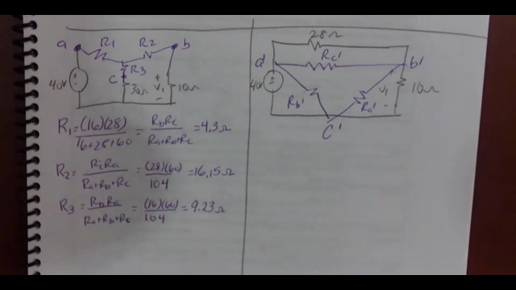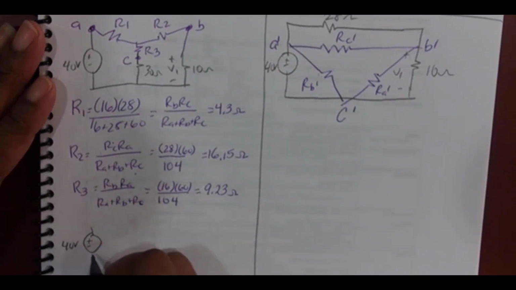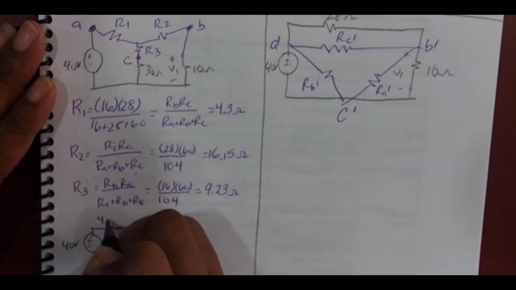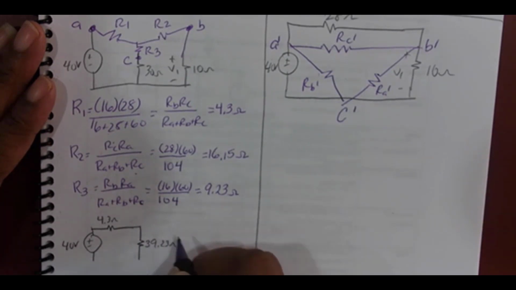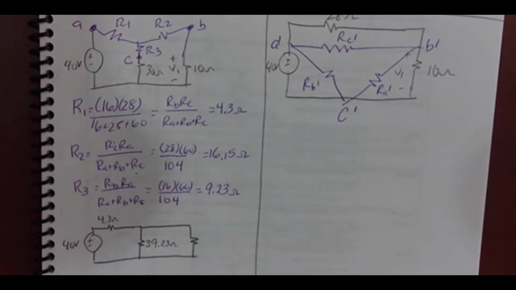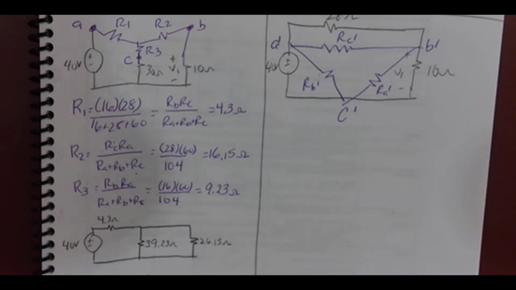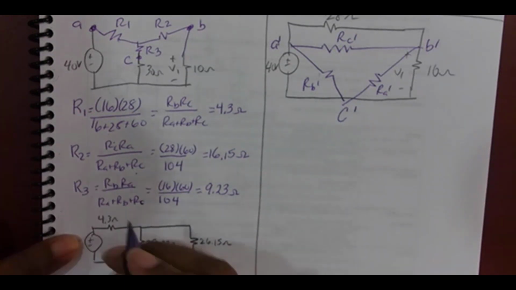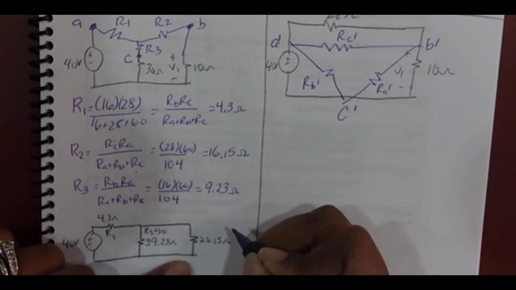So now I'm going to simplify my circuit again, and then use that simplified circuit to find V1. My next step is 40 volts, R1, which is 4.3 ohms. Then I'm going to have 30 plus R3, 39.23 ohms. And over here, I'm going to simplify this down to one resistor, which is R2 plus 10. R2 plus 10 is 26.15 ohms. Let's understand where I got that from. This is R1. This is R3 plus 30. And this is R2 plus 10.